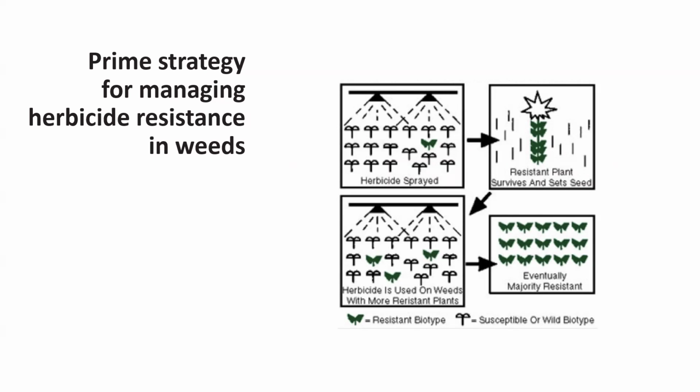For the first time spraying the herbicide, there is only one resistant biotype, and then by the next sprays, eventually the resistant biotype becomes the majority, becomes dominant, because the resistant plant can survive and set seed.